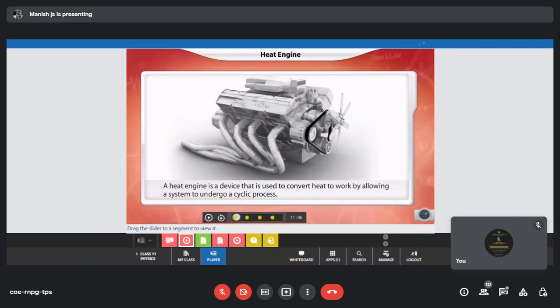When it moves, obviously work is being done. So it is a cyclic process, that is, it will repeat again and again. Okay? So that is what corresponds to a heat engine.